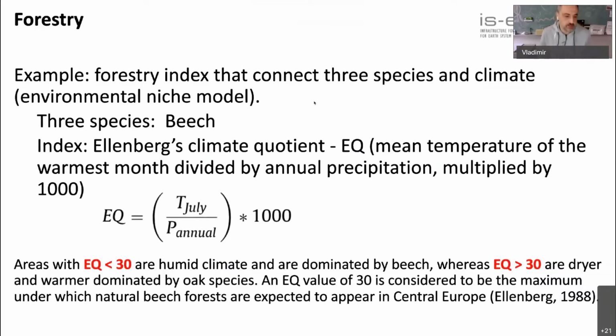For Central and Eastern Europe, it is well established that when this number is below 30, you have a humid climate dominated by beech tree species. This number was developed to track where the beech can grow and where the climate conditions are not so good for beech. If the number is above 30, then you can expect a drier and warmer climate where oak species may dominate the area. As I said, it's a well-established number, and you will find a lot of papers.